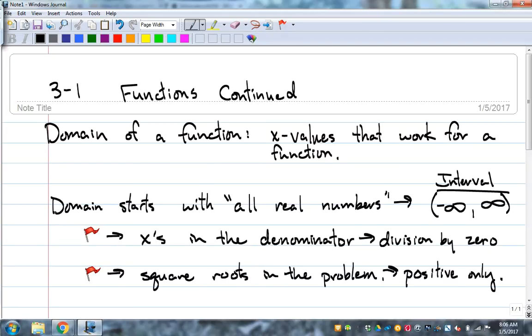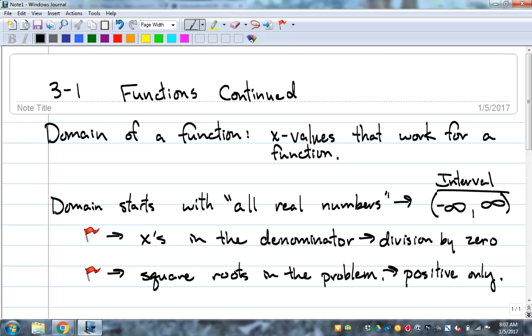All right, so the domain of a function are all the x values that work for that function. So it's the x values that we can use, okay? It's not really the range; the domain is what causes the range. It's not necessarily the other way around. The domain are the x values that we use in the function.